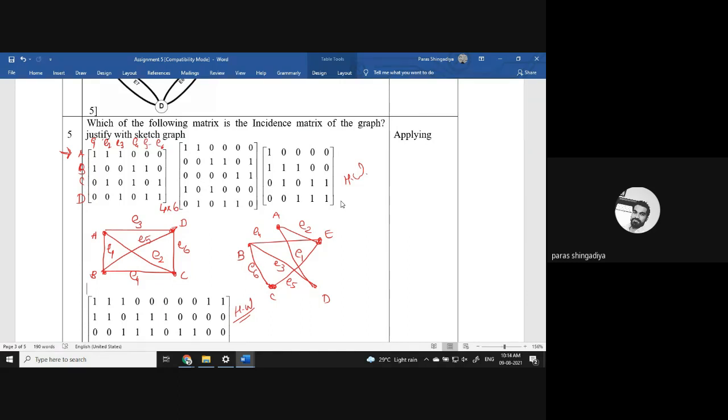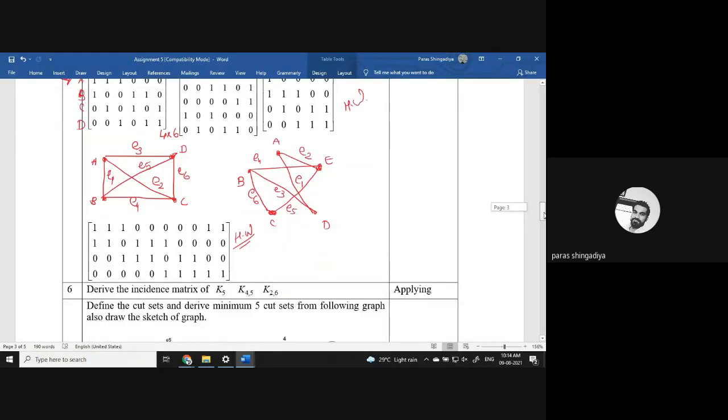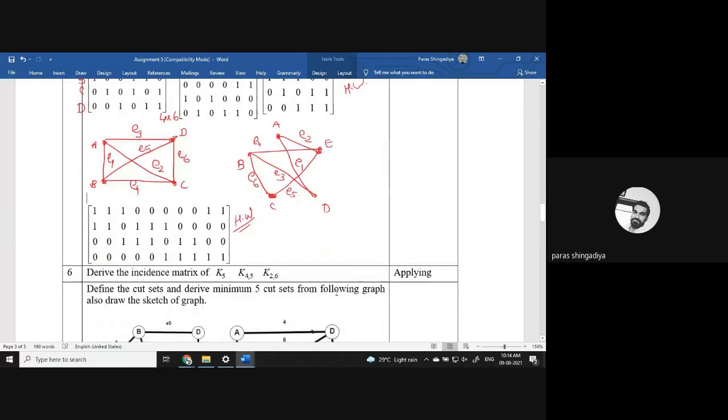Okay. Now third and fourth, that is for your practice. Clear? Write whenever you are free. Clear, and complete it also in your book. Now next one.